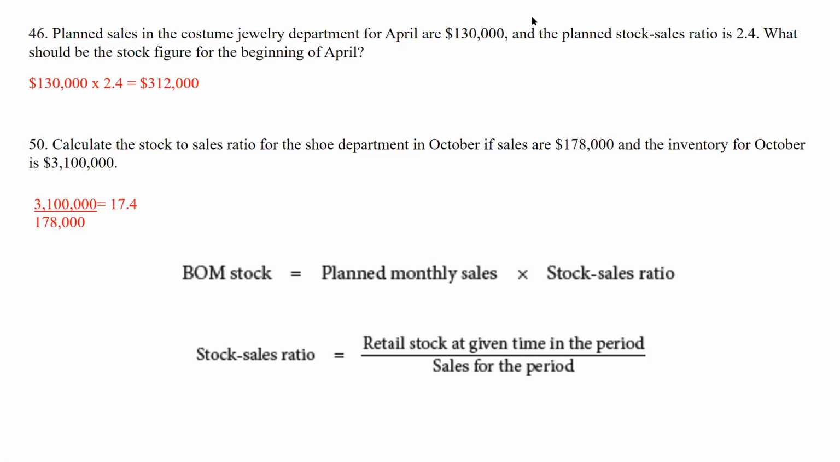So if you did the second one, which was problem number 50, you're just going to do stock divided by sales. And one of the ways to remember that is even just remembering the phrase stock to sales. So you do stock divided by sales, which would give you your stock to sales ratio.